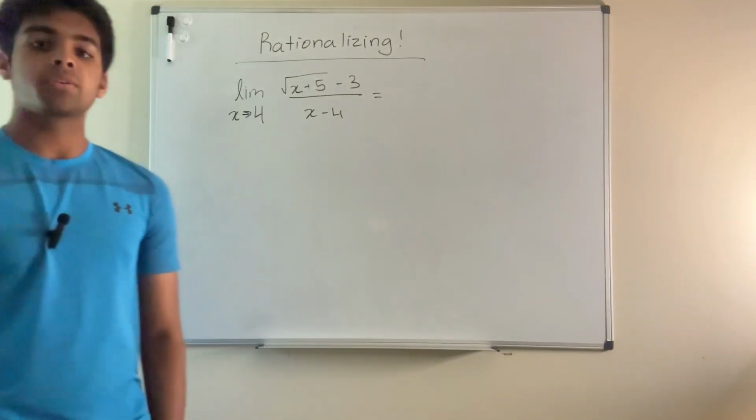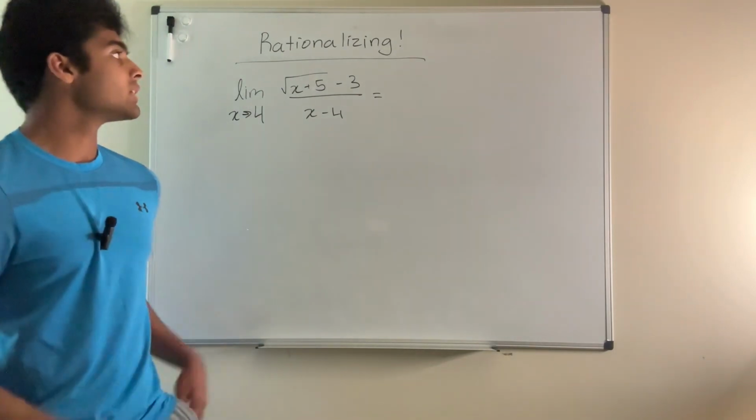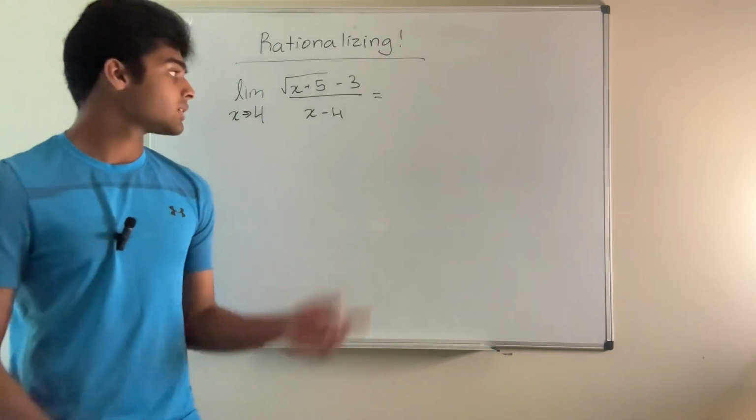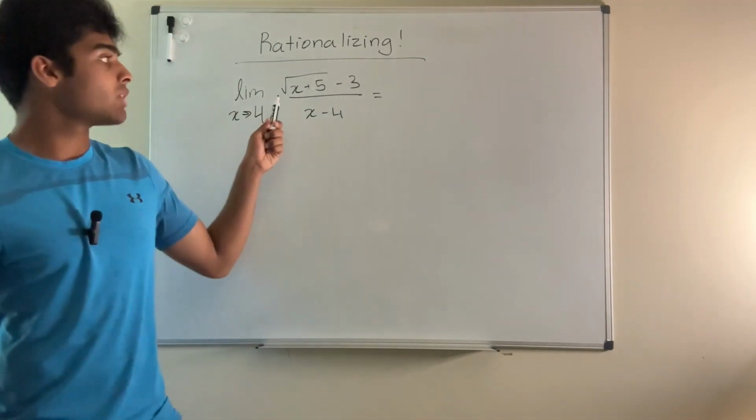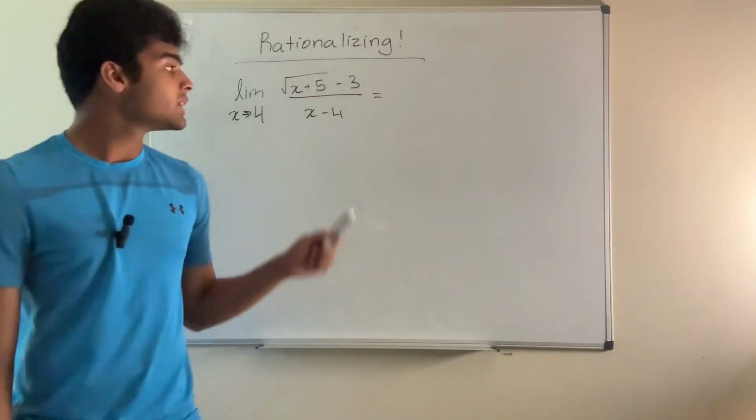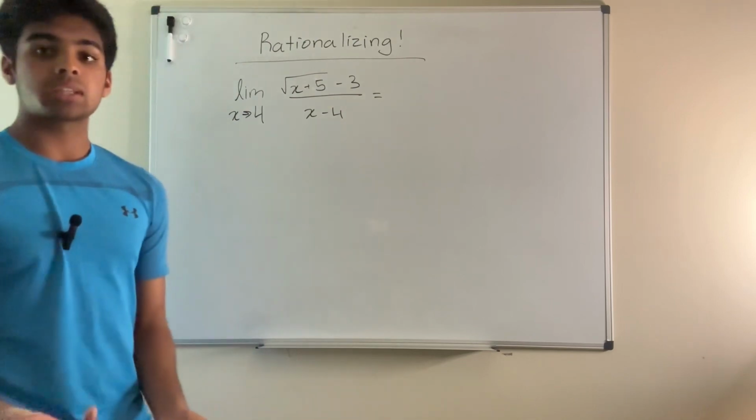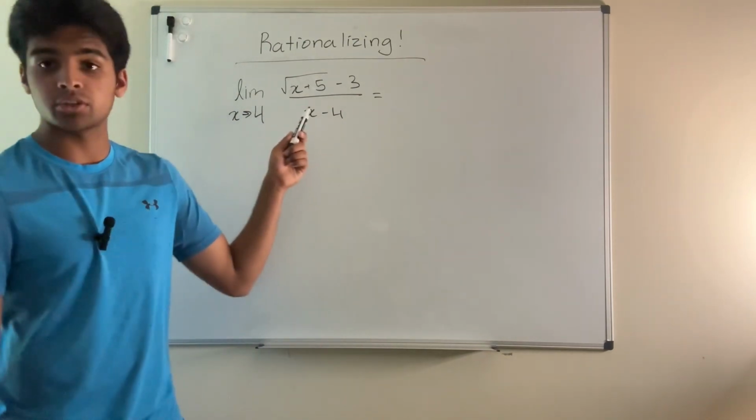Now we have the third method, which is the rationalizing method. This method we use if we plug in the value that x is approaching into the function and we get the indeterminate form, and there's a radical symbol or a square root sign in either the numerator or the denominator. So we can see that the second case has been fulfilled. There is a radical symbol in the numerator.